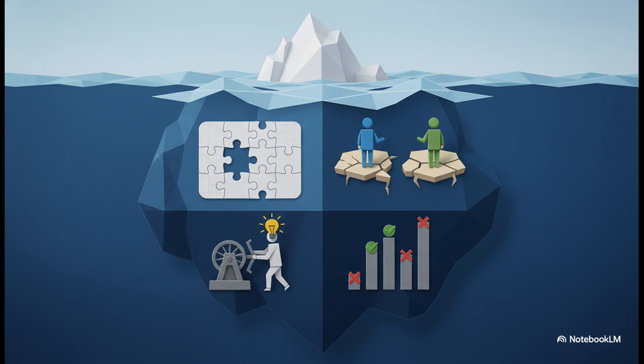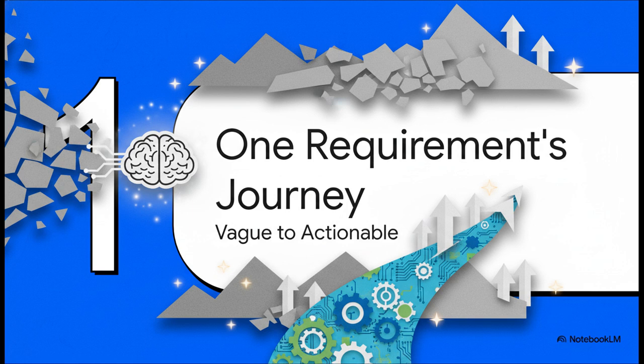This tax leads to features getting missed. It causes friction between teams. And maybe worst of all, it takes your most talented, expensive people and makes them do repetitive, mechanical work instead of making critical decisions. Okay, so how do we actually fix this?